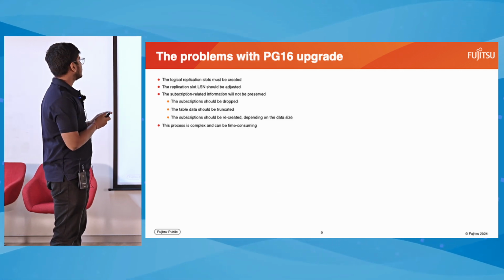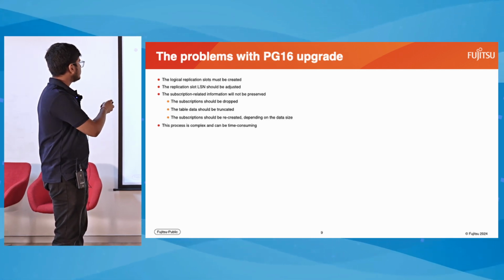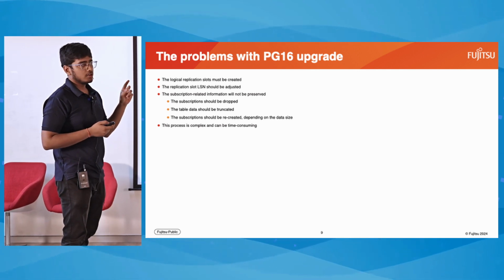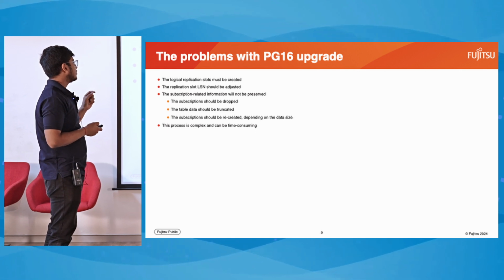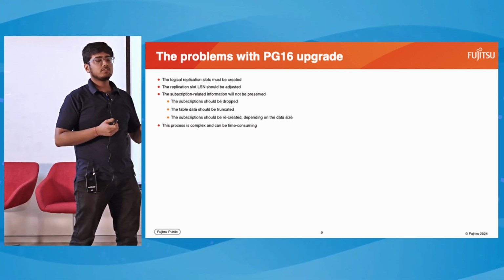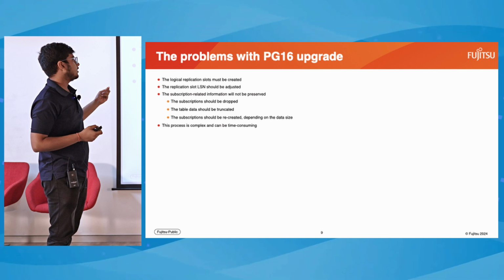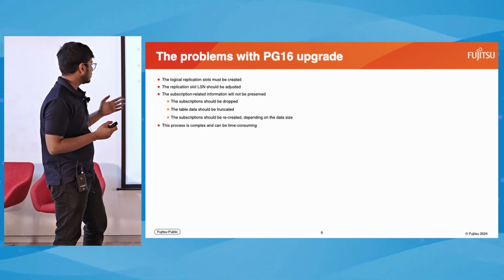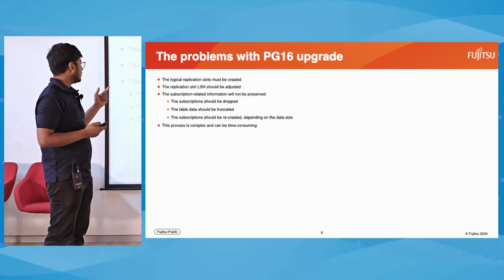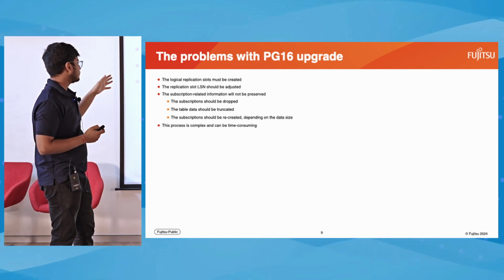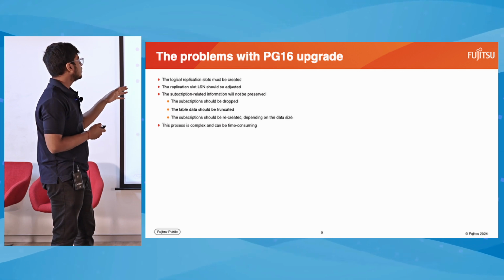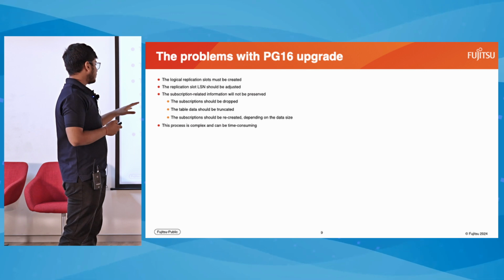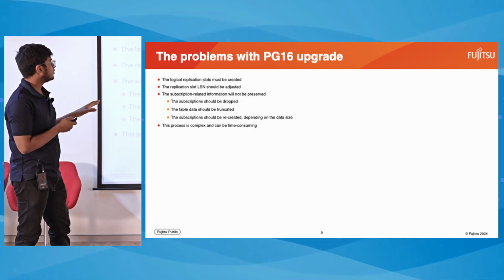Now during this upgrade, we saw some problems: we have to create replication slots, we have to create publications, and we have to adjust the LSN values. Also, during the upgrade of the subscriber, the information related to the LSN and the state of the tables is lost. So we have to drop the subscription, truncate the tables and recreate the subscription. These are some major problems, and this can be a complex and time consuming process.